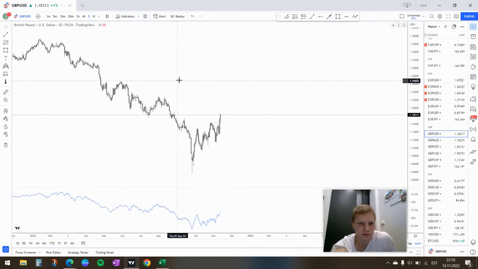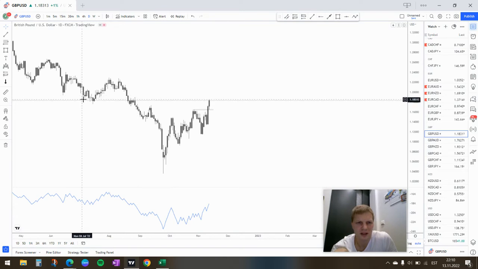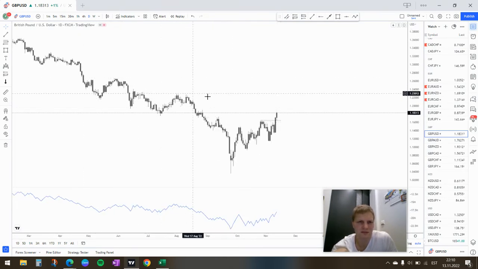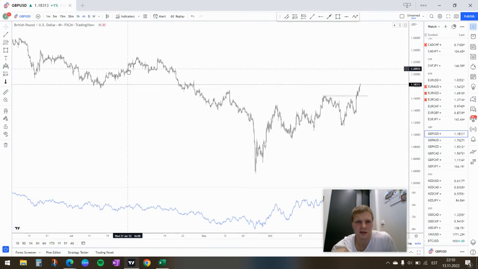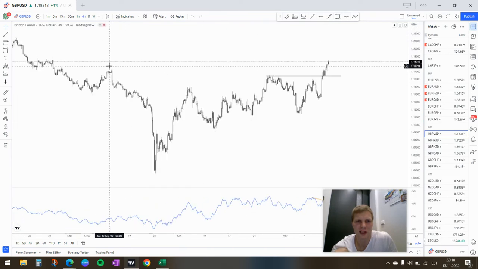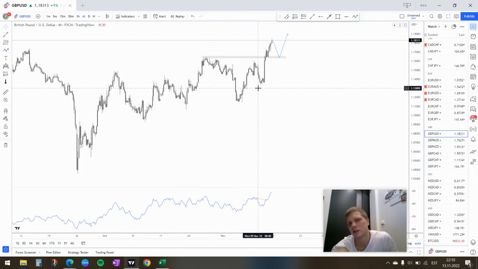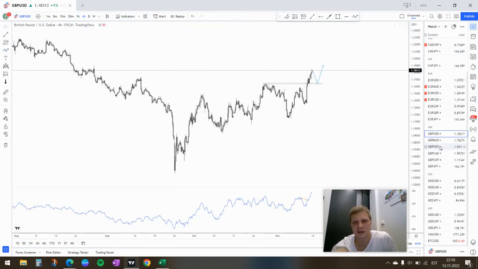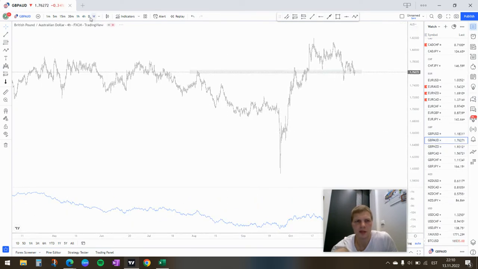Kind of, but no, I don't see anything. If anything, I'm gonna wait for price to come back here for break and retest at this level here. So let's see. Price will come back up here and then go up. So if it does that, then we'll see. GBP AUD.